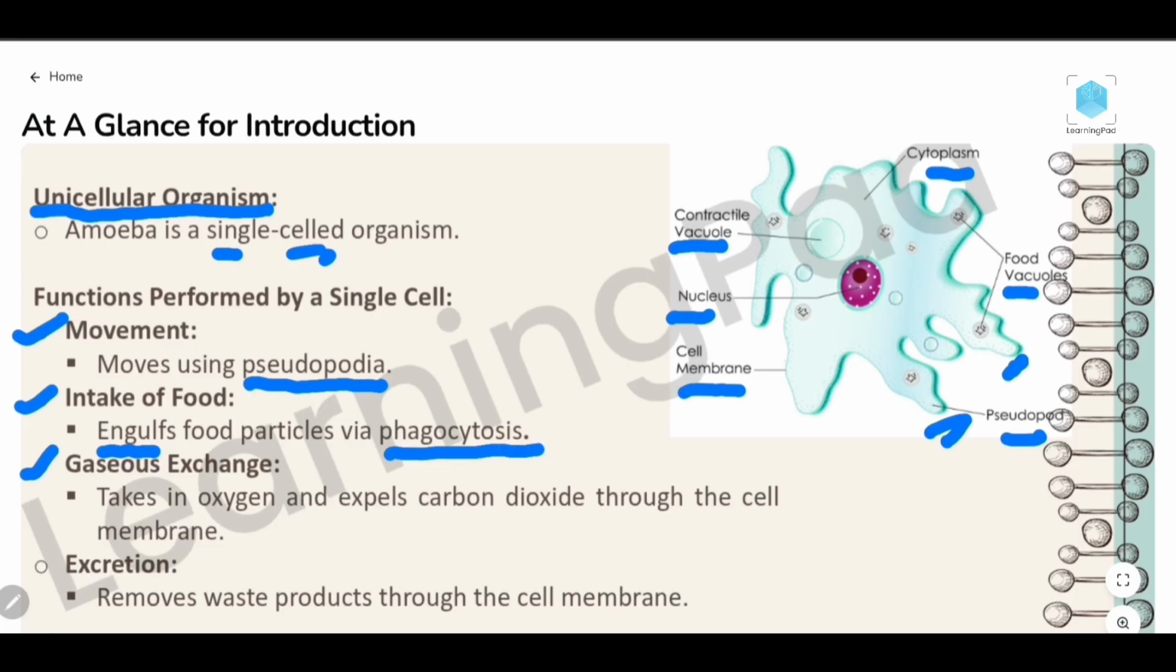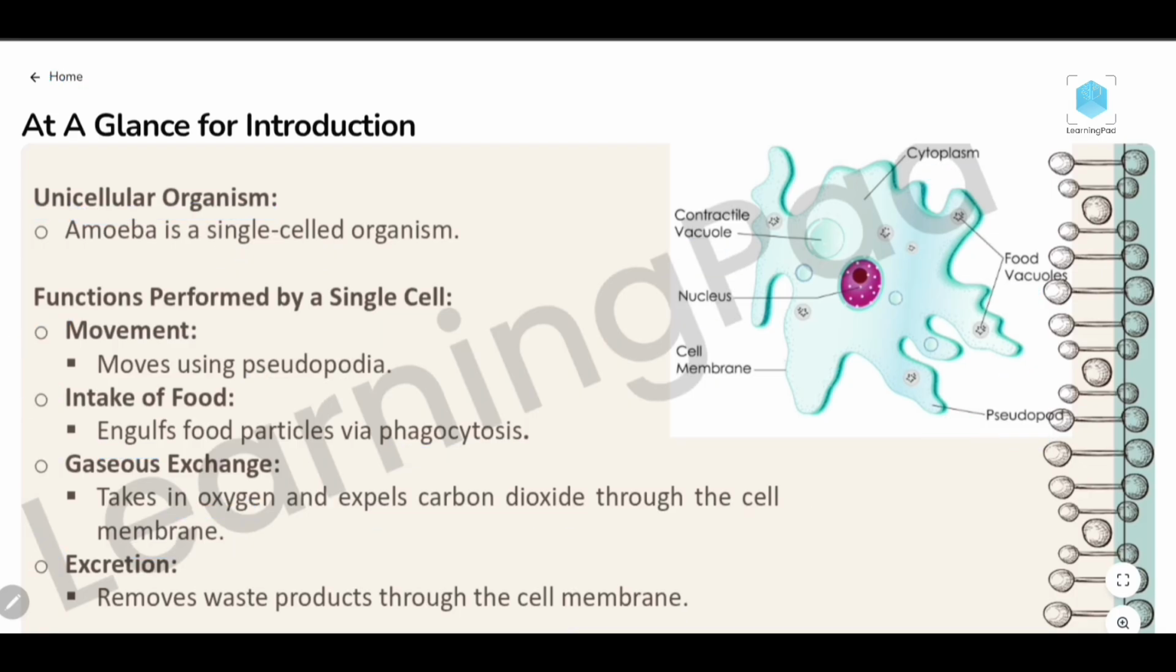Then how does the exchange of gases occur? Exchange of gases, that is taking in of oxygen and giving out of carbon dioxide, occurs through the cell membrane. Excretion also occurs through its body surface, the cell membrane. Now let us see the 3D model of amoeba.